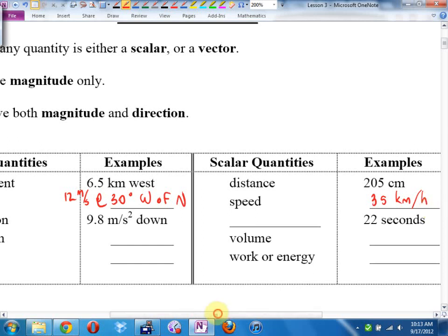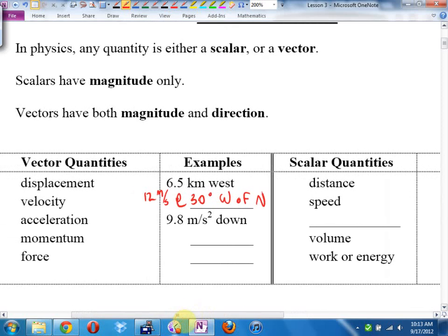The next one is acceleration. Acceleration is a bit of a strange one. Make up your own scalar if you want to for speed. Acceleration is a vector, although sometimes we treat it like a scalar. Sometimes we don't care about the direction. But there is no scalar equivalent. There isn't an acceleration vector and something that's a scalar that we call acceleration. So acceleration, I wrote 9.8 meters per second squared down, or often we show that with a negative sign in front of it.